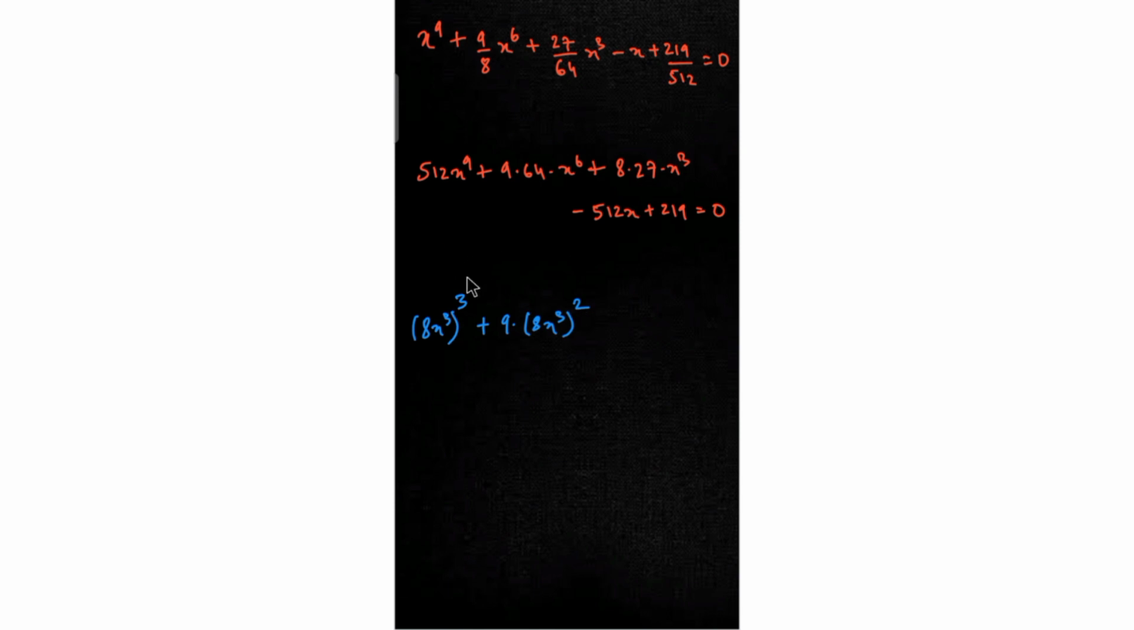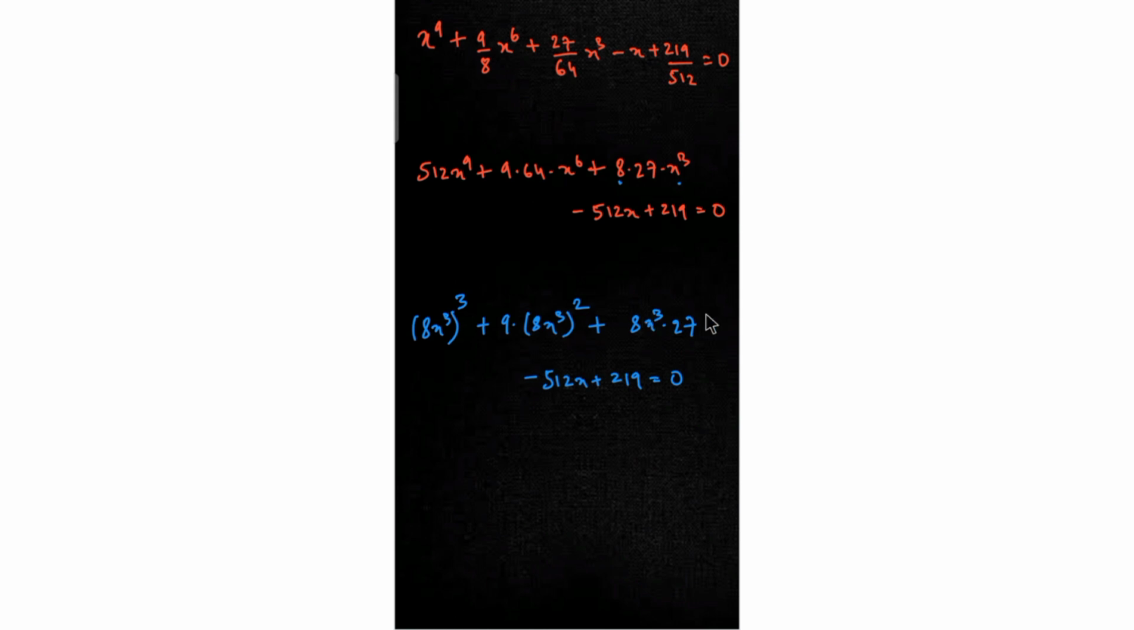So finally I've got a term which is common in both of these, that is 8x cube. 8x cube whole cube is 8 cube into x power 9, that is 512x power 9. And 8x cube whole square is 8 square into x power 6, that is 64 into x power 6. And the other term that I could find is again 8x cube. So again I could find the term 8x cube into 8, minus 512x plus 219 is equal to 0. But there is a mistake here, that is 8x cube into 27. Fine, this is 8x cube into 27.